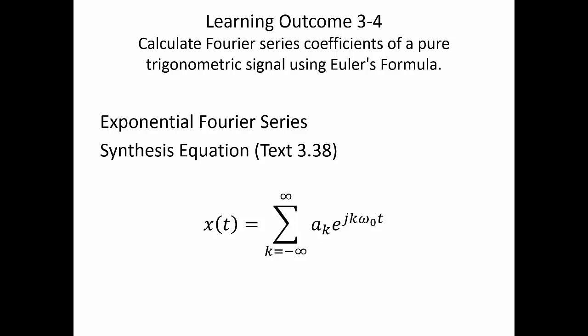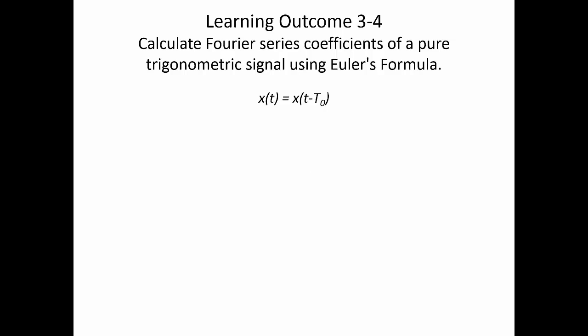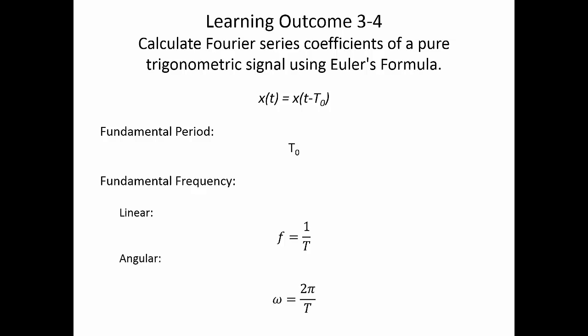Fourier series only apply to periodic signals. So as a review, a periodic signal is a signal that, if you shifted it by an amount T0, will be the same signal you started with. T0 is your fundamental period. The fundamental frequency as a linear frequency is f, which is 1 over T. The fundamental frequency as an angular frequency is omega, which is 2 pi over T. Again, these are important formulas you want to have on your note sheet.